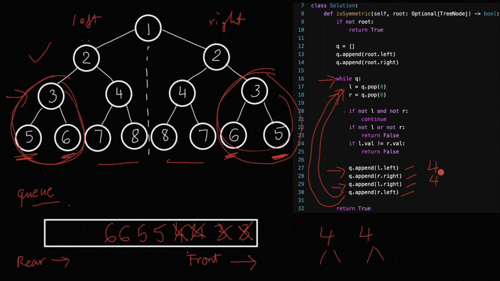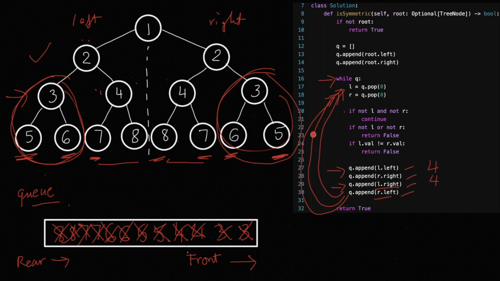Left.left is this node, 7. Right.right is 7. Moving on, left.right, which is 8. Right.left, which is this node here, 8. Done with this line, again the loop continues. We keep popping 5 and 5. Since we're already at the end, I will not draw out anymore. 5 and 5, they're the same. Moving on, 6 and 6, 7 and 7, 8 and 8.